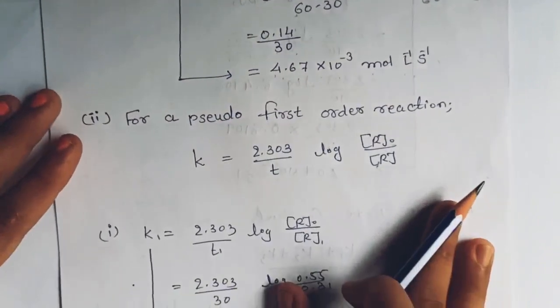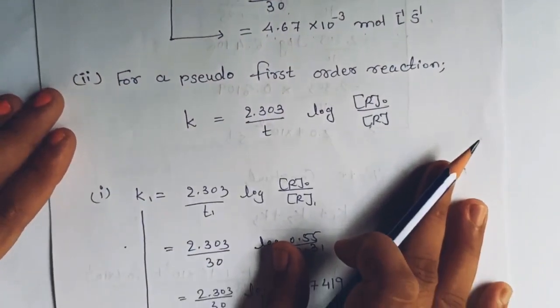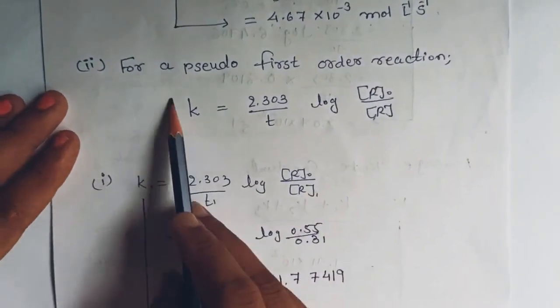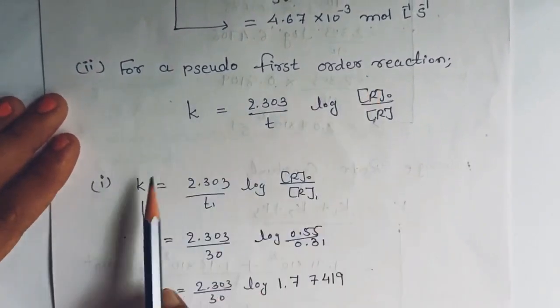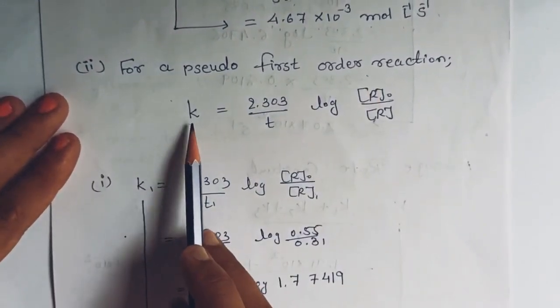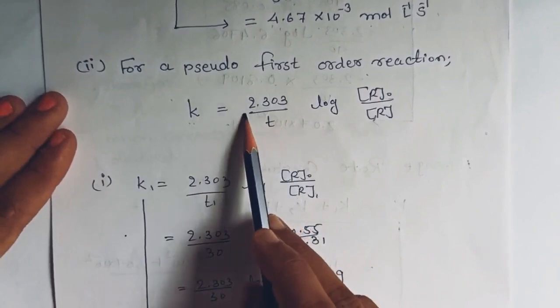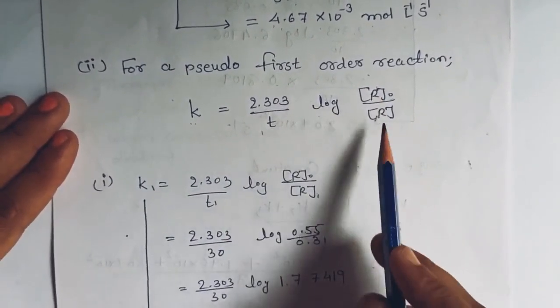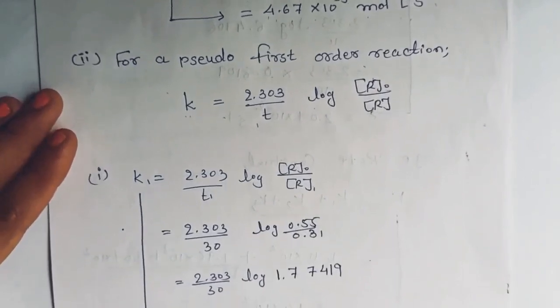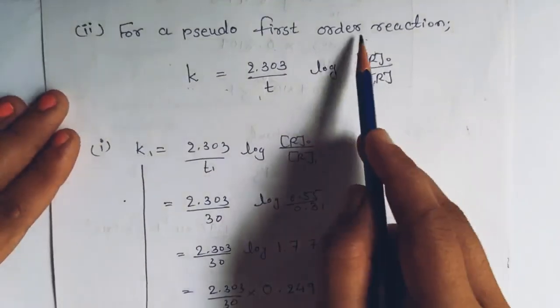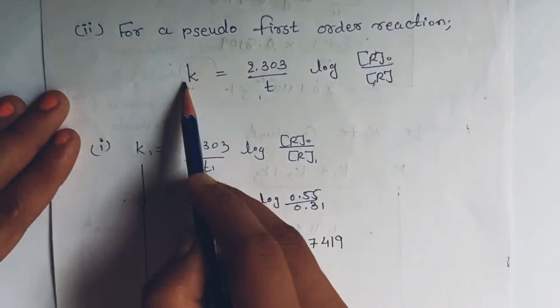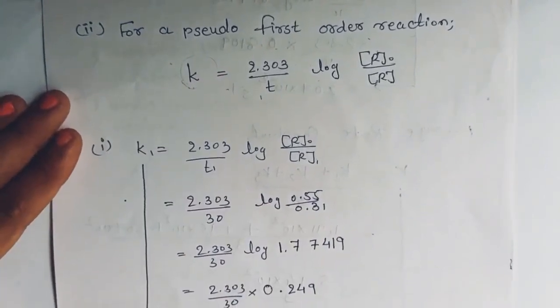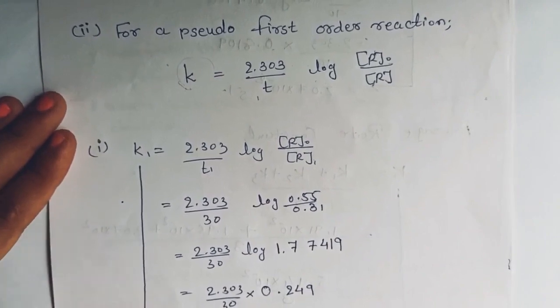Now we also have to calculate the rate constant. For a pseudo first order reaction, the equation for the rate constant is K equal to 2.303 by t log R naught by R. This means we have to calculate that rate constant for each particular step, and then we have to take the average of that rate constant.